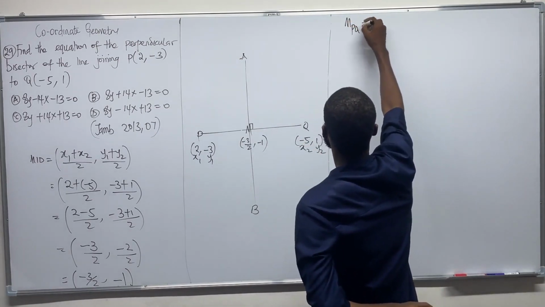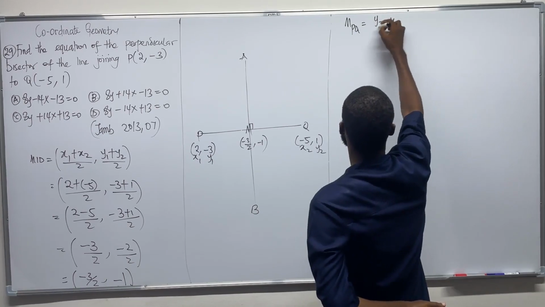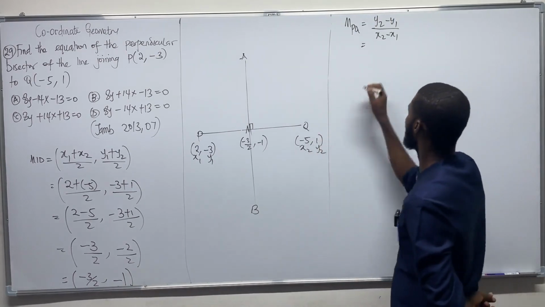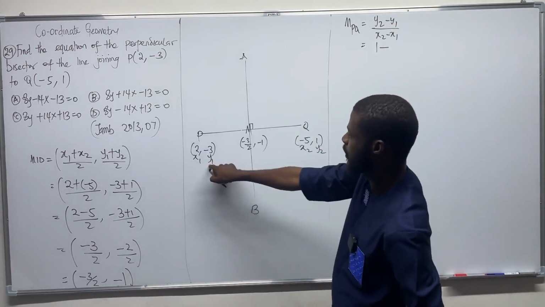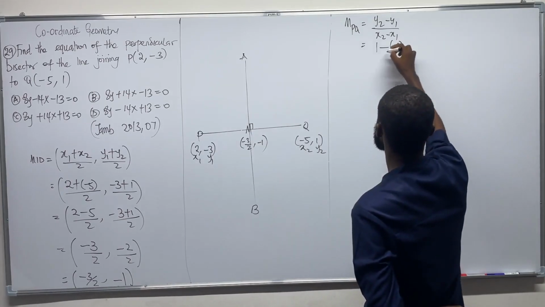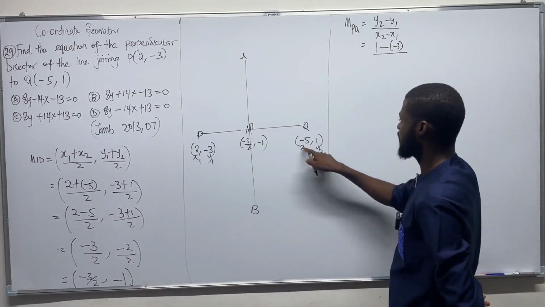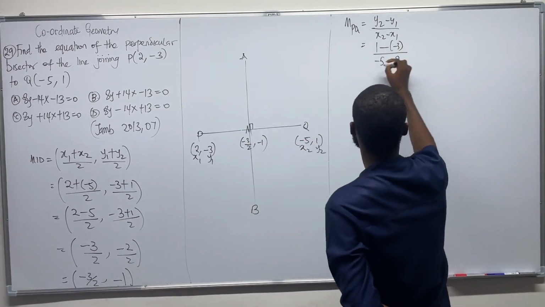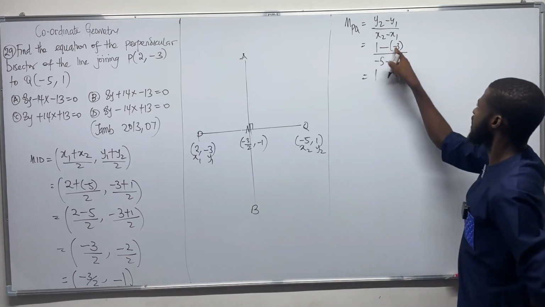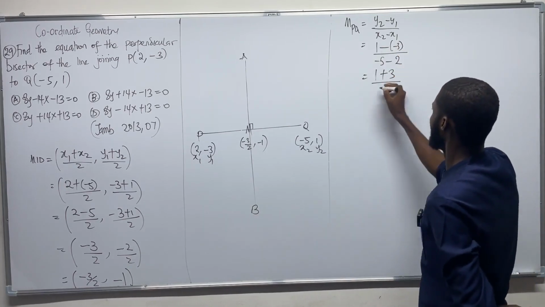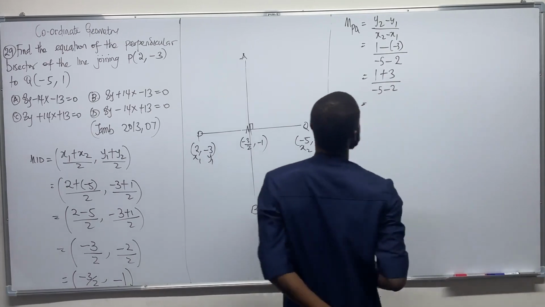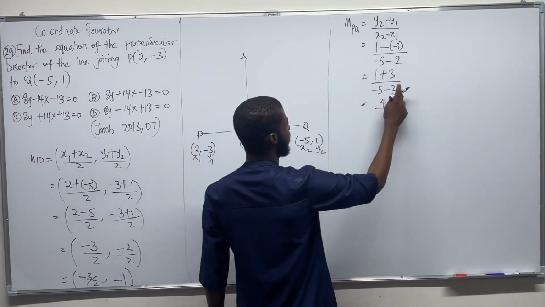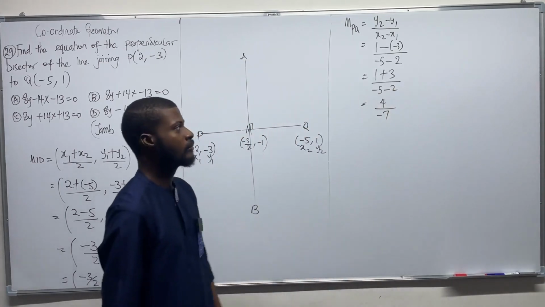Let me say M_PQ. So gradient is (y2 minus y1) over (x2 minus x1). So what is y2? y2 is 1, minus, what is y1? y1 is minus 3, so put a bracket, minus 3. What is x2? x2 is minus 5, minus, what is x1? x1 is equal to 2. So this is 1, minus times minus is plus, and then we have minus 5 minus 2. So what is 1 plus 3? 1 plus 3 is 4. And then what's minus 5 minus 2? That's minus 7. So that's what we have.